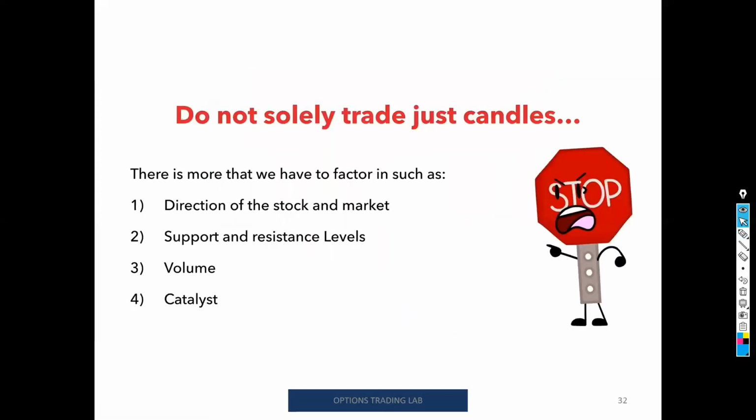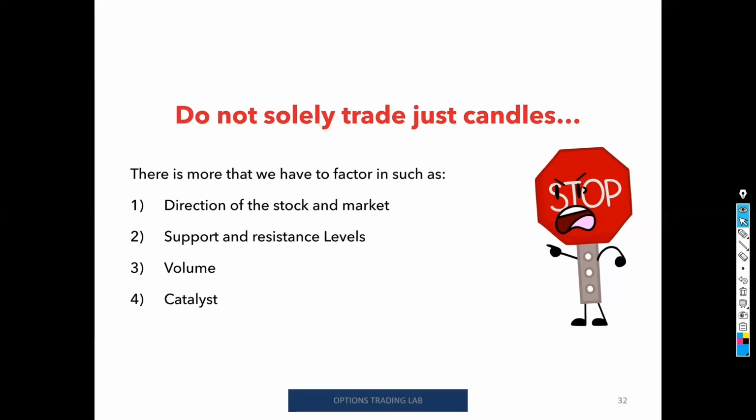And do not solely trade based on candlesticks. Whenever you trade, you have to consider some other factors. You have to consider the overall direction of the market, and then you have to check the support and resistance levels. Then after that, you have to check whether there is volume. If you are looking to buy a stock, check the volume. Are there buyers stepping in, or are more buyers getting into this stock?